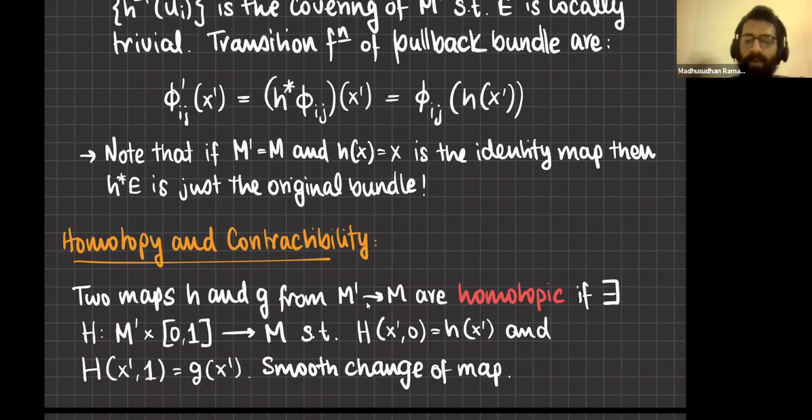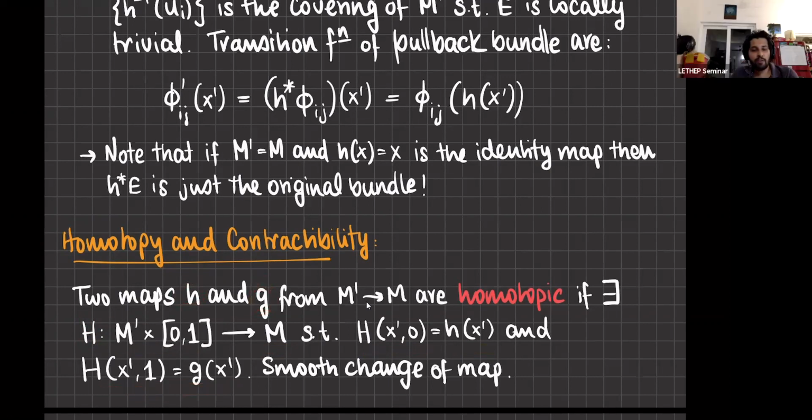Two maps are homotopic if one can smoothly change from one to the other. This is the way we formalize that notion. We say that if there exists another map H, which maps M prime times the unit interval to M, such that if I evaluate this bigger map at time t equals 0, then I get H, which is the first guy, and if I evaluate it at time t equals 1, then I get G.